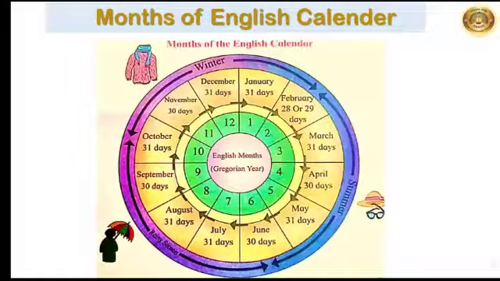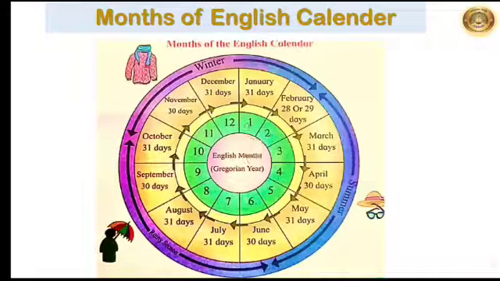Children, we have learnt months of the English calendar in our previous video. Now, we will revise that again. The months of the English calendar, we can call it the English months of the year, or this year is also called Gregorian year. Each year has 12 months. And the English calendar begins with the month of January and ends with the month of December.